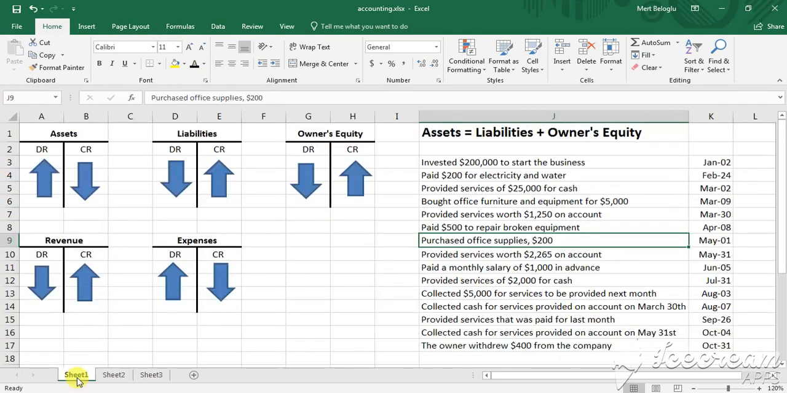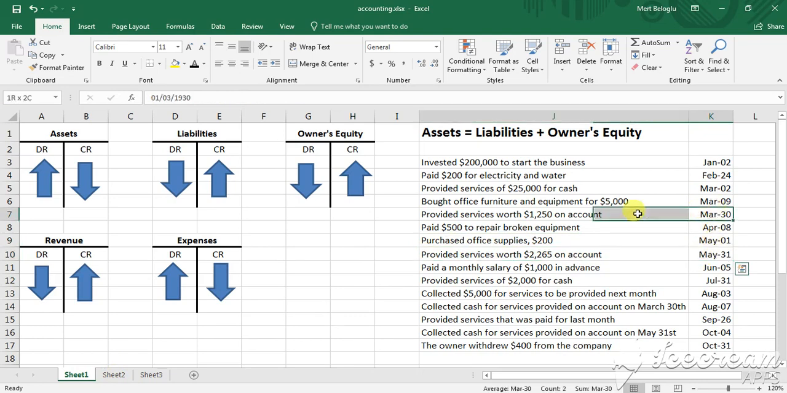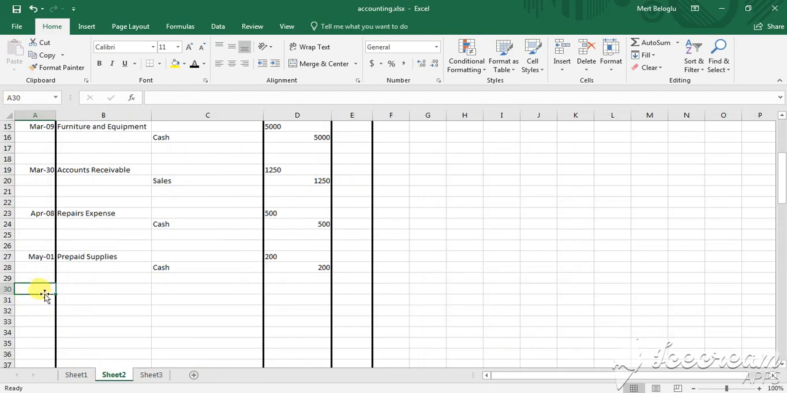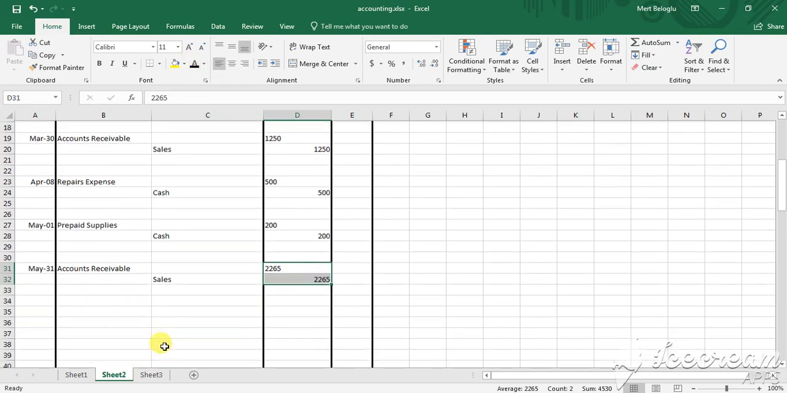Our next transaction is May 31st, provided services worth $2,265 on account. So May 31st, and this transaction is very similar to the one we recorded on March 30th. So our date is May 31st, and we debit accounts receivable and credit sales by $2,265.